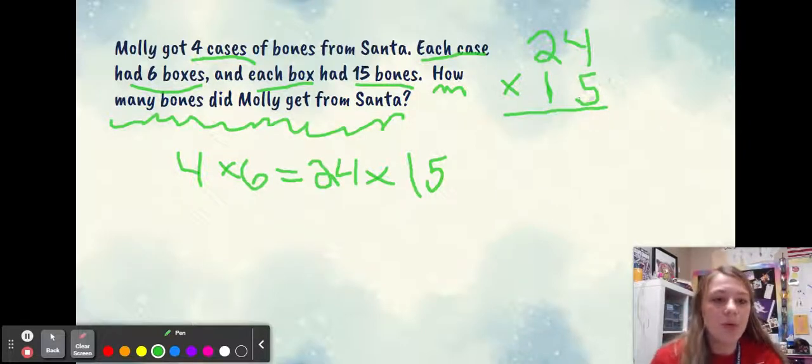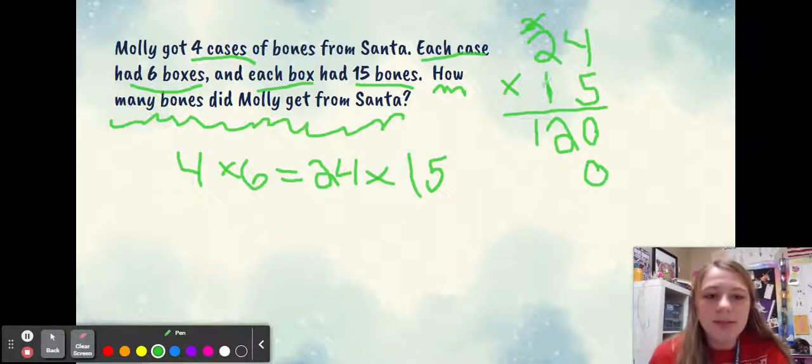First, we multiply our ones place times our ones place. 5 times 4 is 20. Then we multiply our ones place times our tens place. 5 times 2 is 10, and I cannot forget to add in that number I carried over. 10 plus 2 is 12. Then I need to add my placeholder 0 because I am moving over to my tens place.